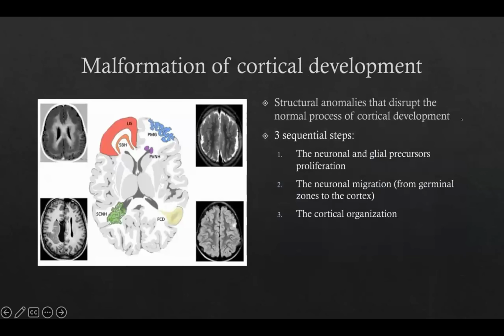Okay, moving on to the other causes of epilepsy, malformations of cortical development. It is usually related to disruptions of the normal process of cortical development. In development of the cortex, there are 3 sequential steps. The first one is neuronal and glial proliferation. The second one, neuronal migration. And the third is cortical organization. So if there are any disruptions to this process, it will lead to one of these malformations of cortical development.